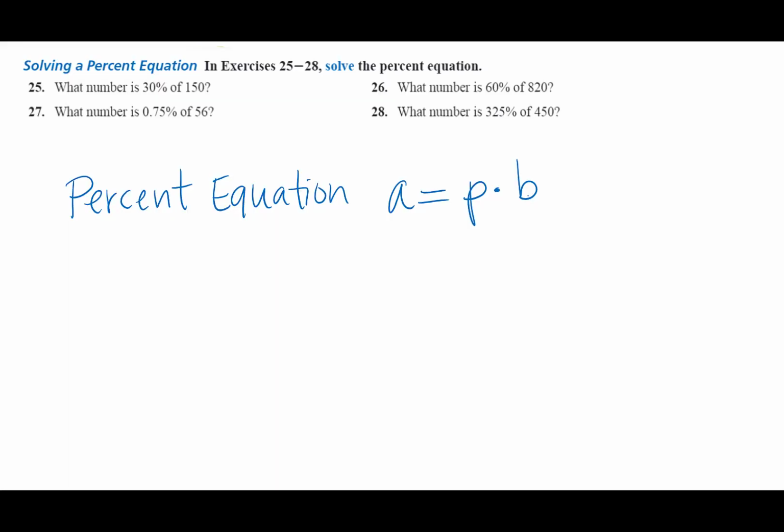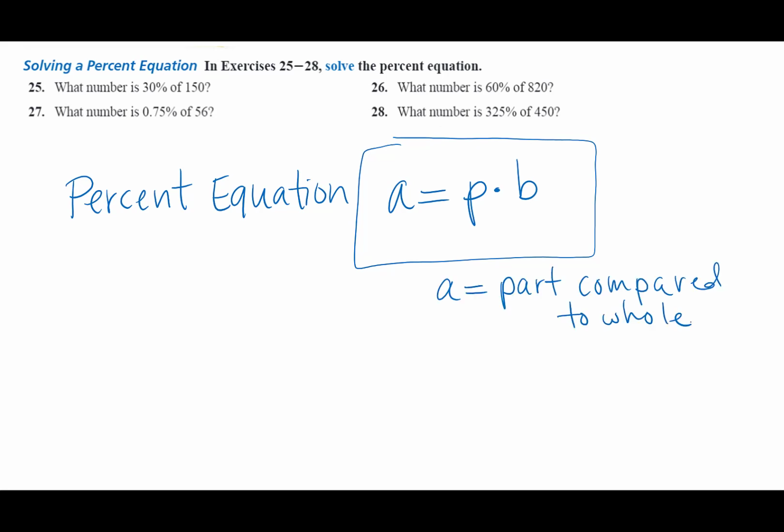Okay, before I work through these example problems, I want to talk to you about the percent equation. This is definitely something that you need to write down. The equation itself is A equals P times B. So you can think of PB like peanut butter. And then let me tell you what each of these variables stand for.